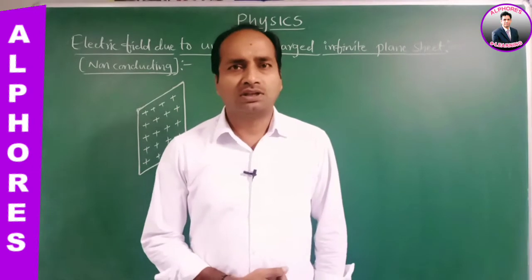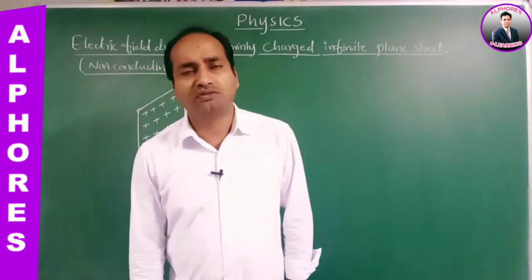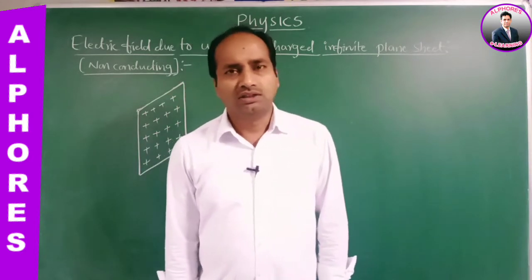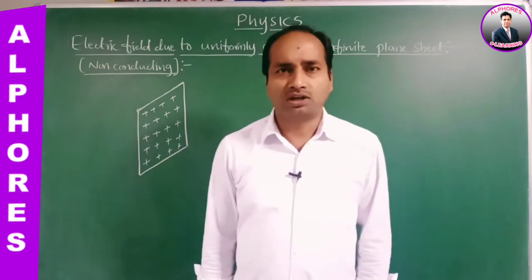So in the last session we discussed the electric field intensity due to a uniformly charged wire. What is the expression there? We got E is equal to lambda by 2 pi epsilon naught r.